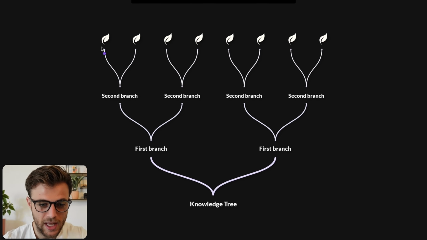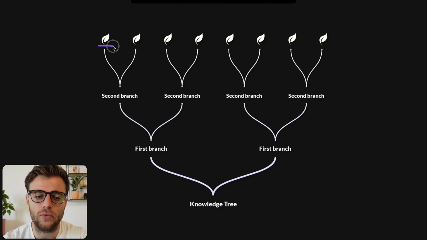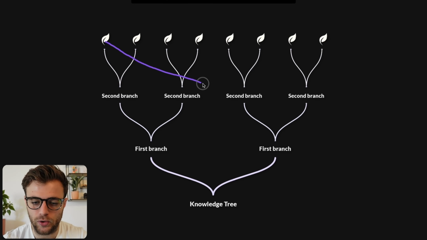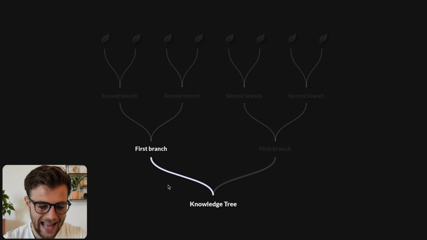This also means that knowledge is contextual. So, for example, this leaf over here might make a lot of sense inside of this branch, but it might be absolutely useless if we were to connect it to this branch. So like that, all of the knowledge is connected. Let's take a look at an example.